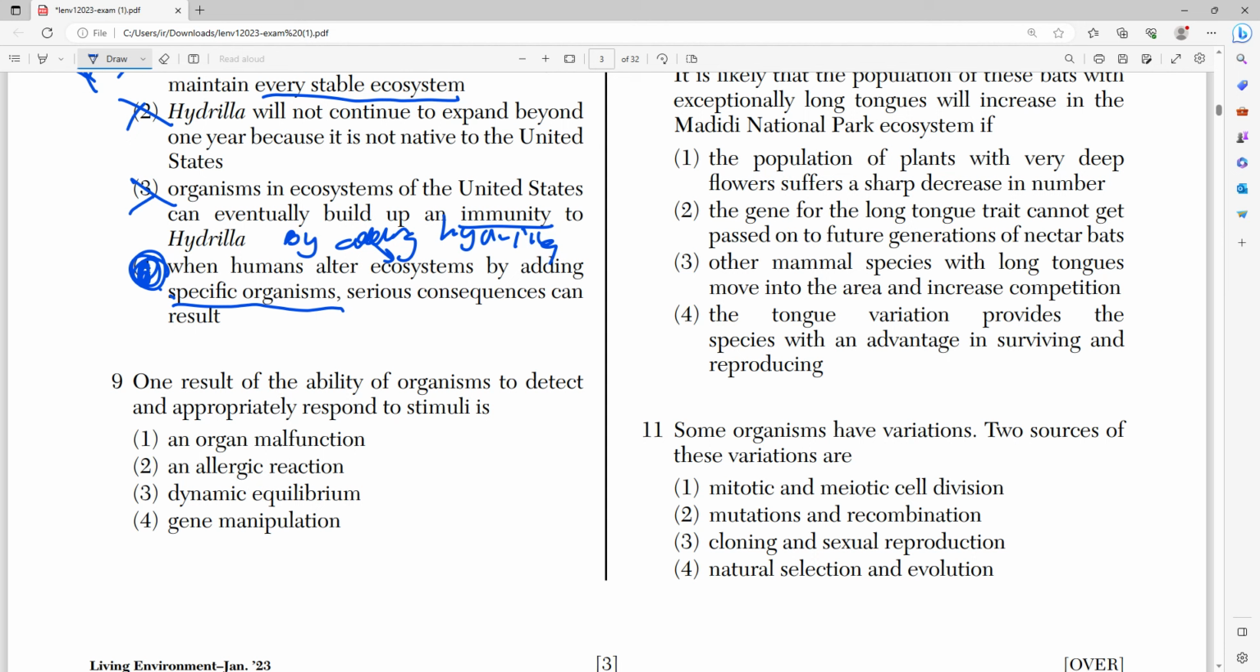Number 9 says one result of the ability of organisms to detect and appropriately respond to stimuli is what? The answer to this is dynamic equilibrium, right? Gene manipulation is not your body's response. That's someone else manipulating someone else's genes. That's usually done in a lab. That's not natural. That is not your own body doing things. An allergic reaction, that's an immune response. Pollen and pathogens isn't a stimulus, right? And it's also not the best example of this. And an organ malfunction, that's not a response to stimuli, that's your organs malfunctioning, right?